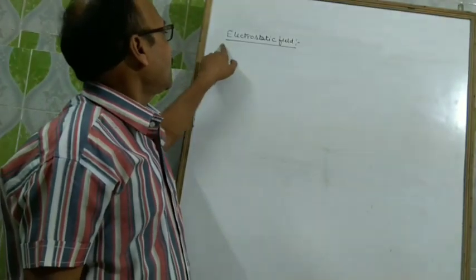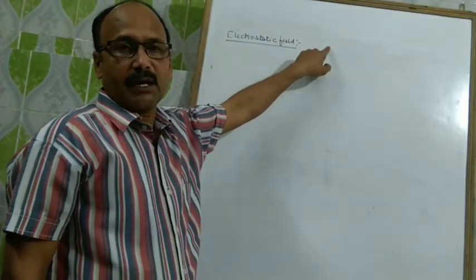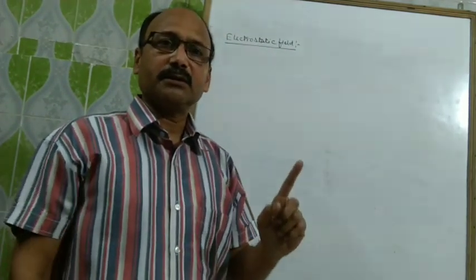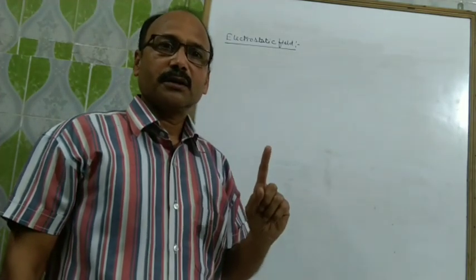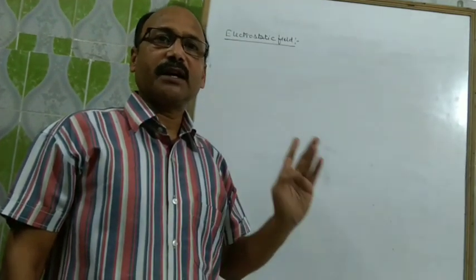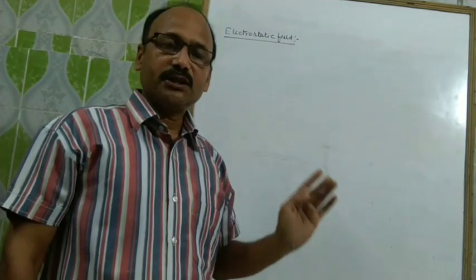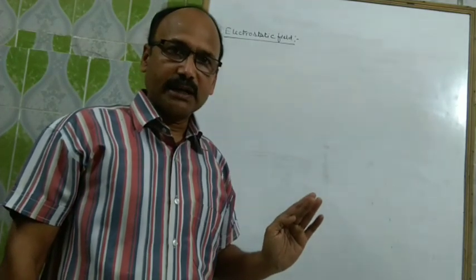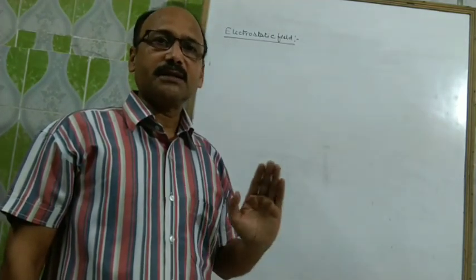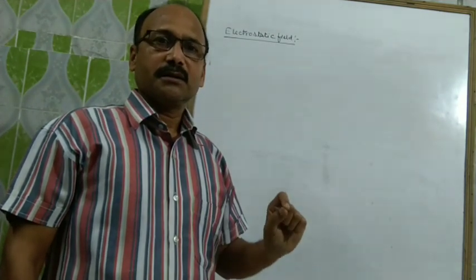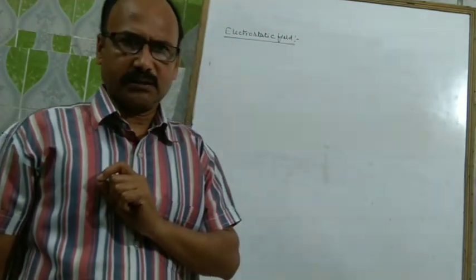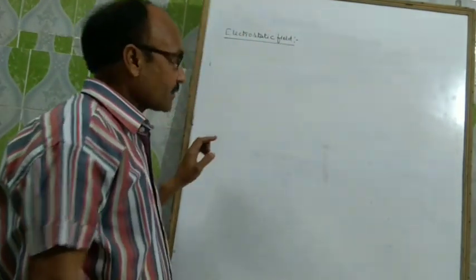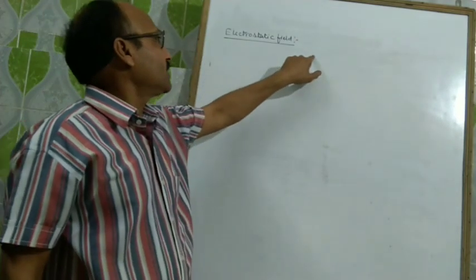Now we start the electrostatic field. As you had studied in 11th class, at that time I told you that you have to learn the definitions of gravitational field, intensity of gravitational field, and gravitational potential energy. Because these definitions are the same, with a slight change in that. So first of all, we have to study the electrostatic field. So note down the definition.